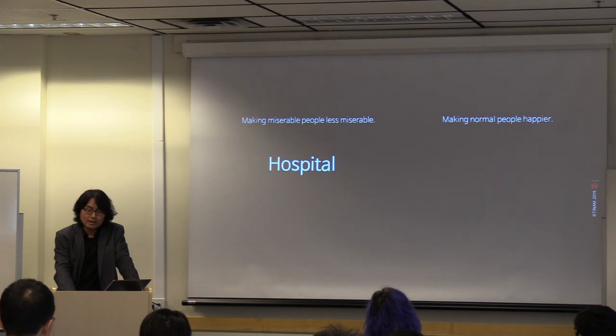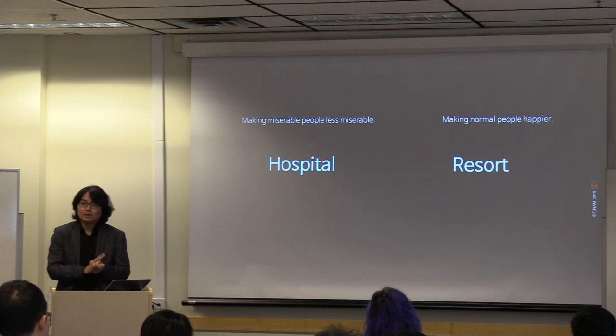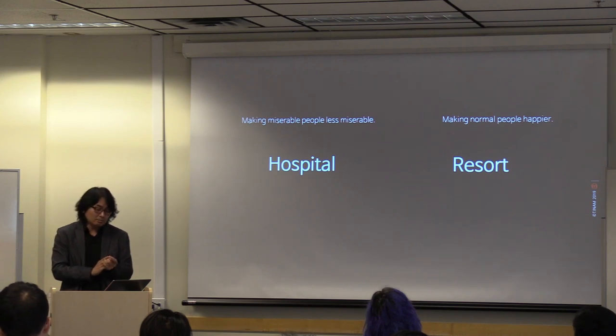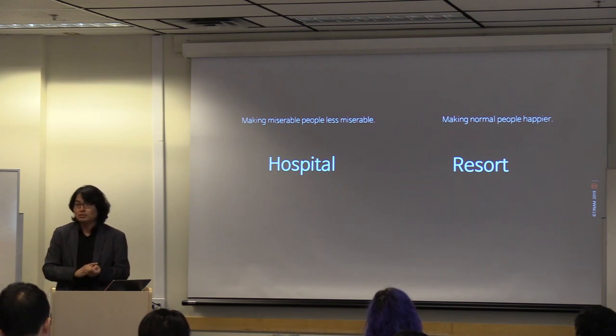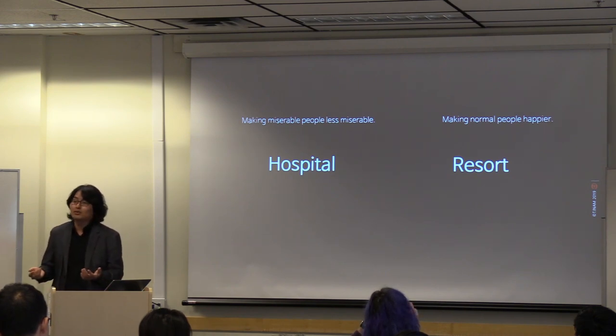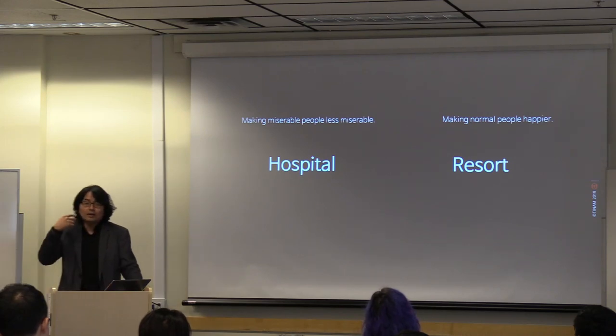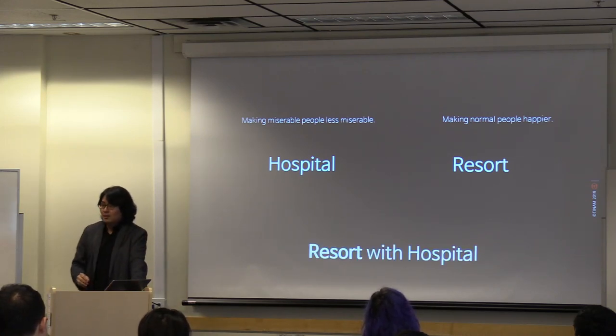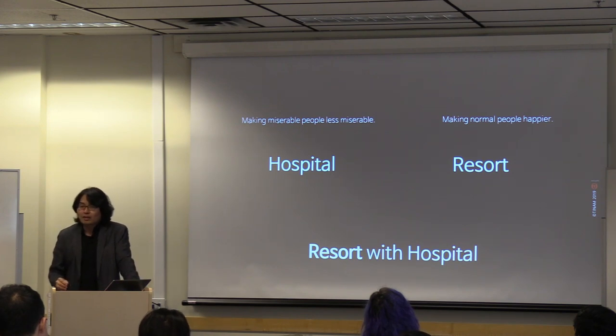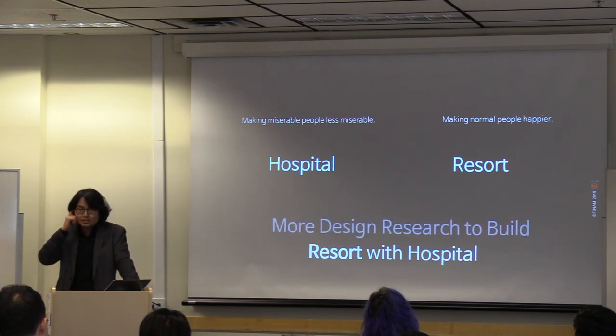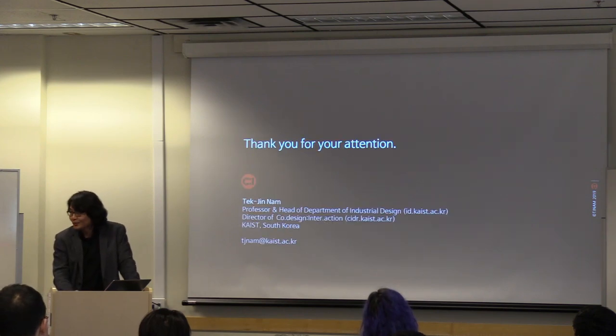And finally, as I said in Marty Seligman's talk, I think it's the hospital model that a lot of research is currently doing. We are making less miserable people less miserable, and perhaps we can think about how to make normal people happier. So it would be a resort model. I'm not sure whether our research is much more about the hospital model. So what I see is that more research should be done with the resort model rather than the hospital model. That's my talk. Thank you.